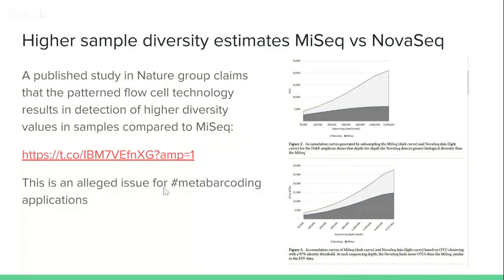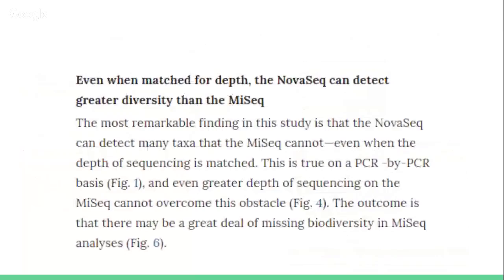So this would be an alleged issue for metabarcoding applications, where if you use non-pattern flow cells, you discover less of the diversity existing in that sample than if you use pattern flow cells, for example, the NovaSeq. And immediately you can think, well, if you compare what you get out of a MiSeq, which is a very small, low throughput machine, to the NovaSeq, are you telling me that you get more information from the NovaSeq? Well, maybe that's because you're sequencing much more in the NovaSeq.